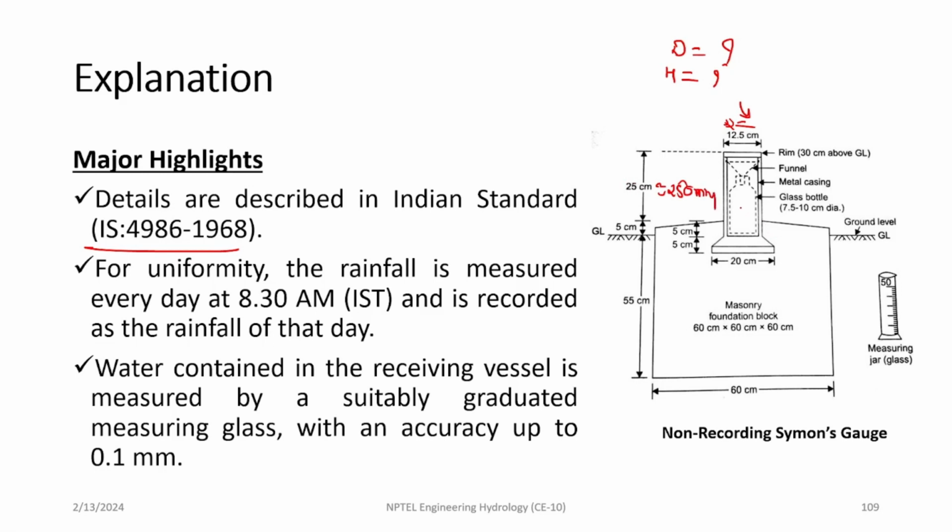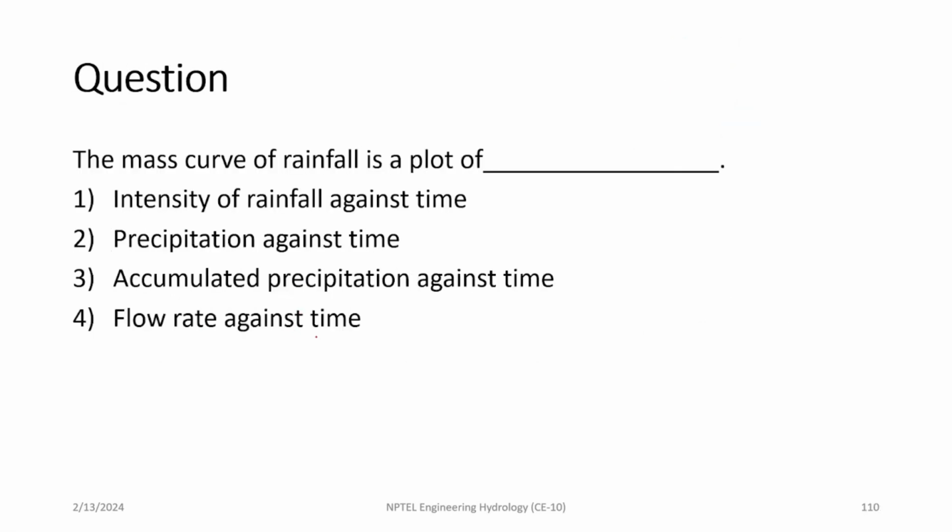Now, whatever water has been accumulated in this glass bottle, we finally measure using a jar. I guess you may be familiar with this already. Then we take a graduated measuring glass, which has an accuracy of 0.1. One more thing is that the measurement is taken at 8:30 am only, and it gives a cumulative value of rainfall for the entire day.